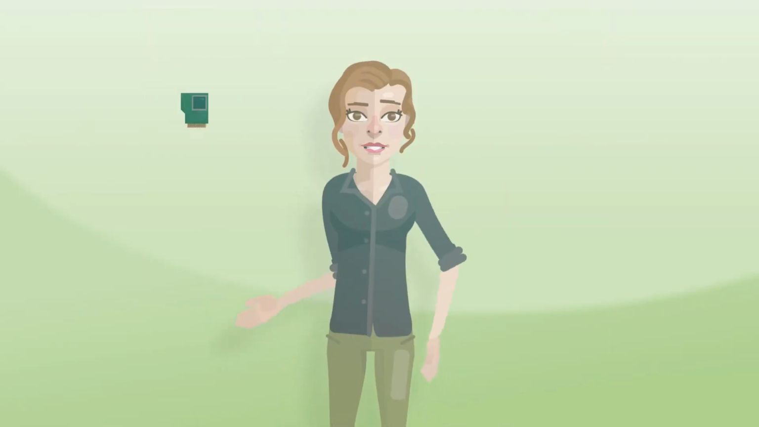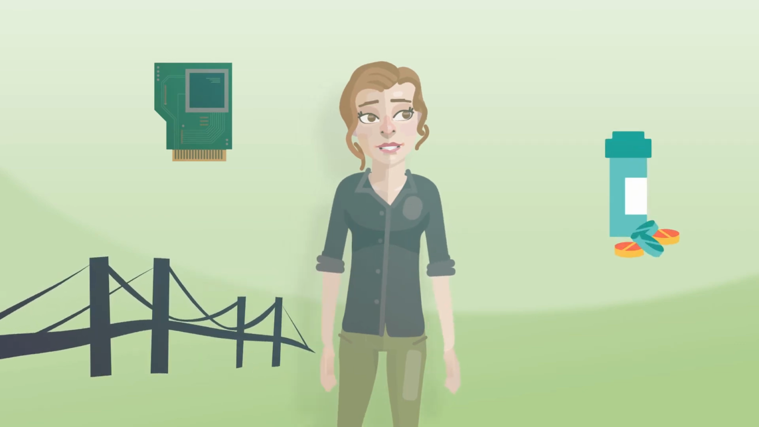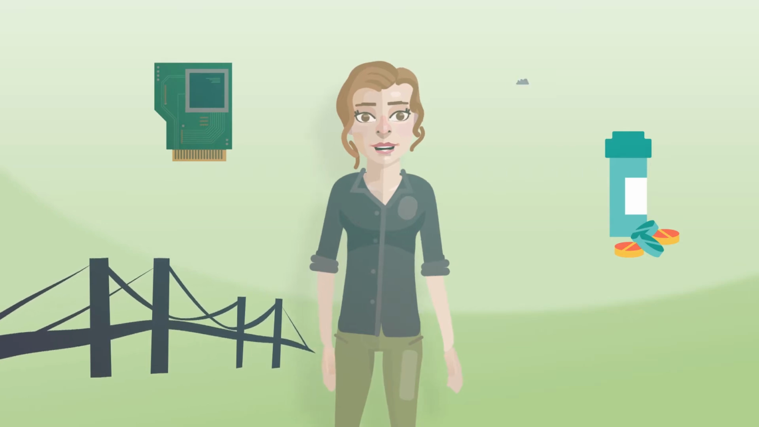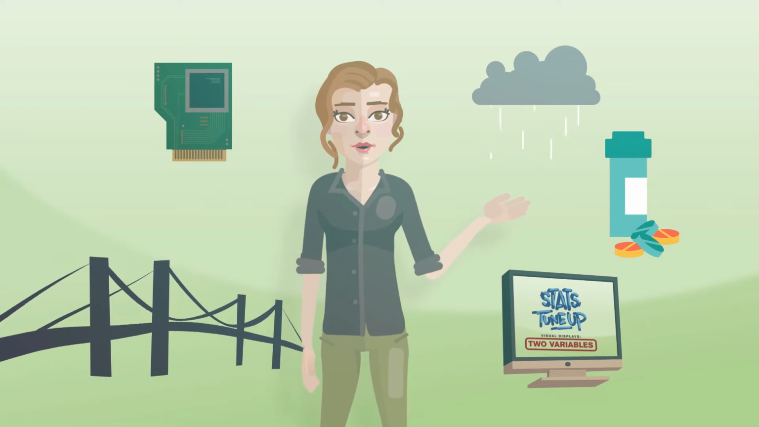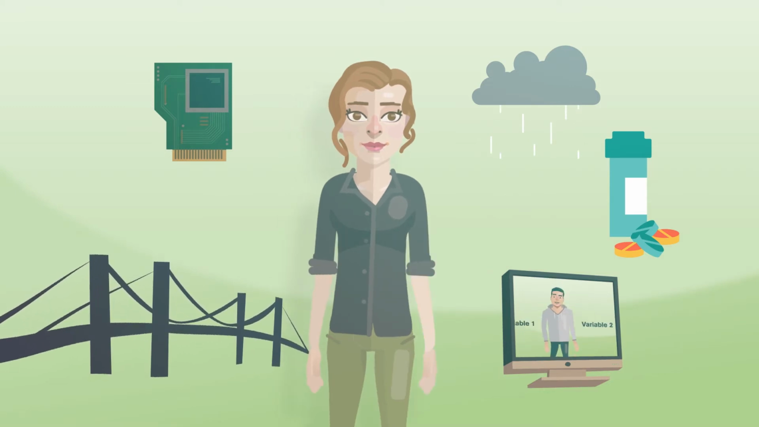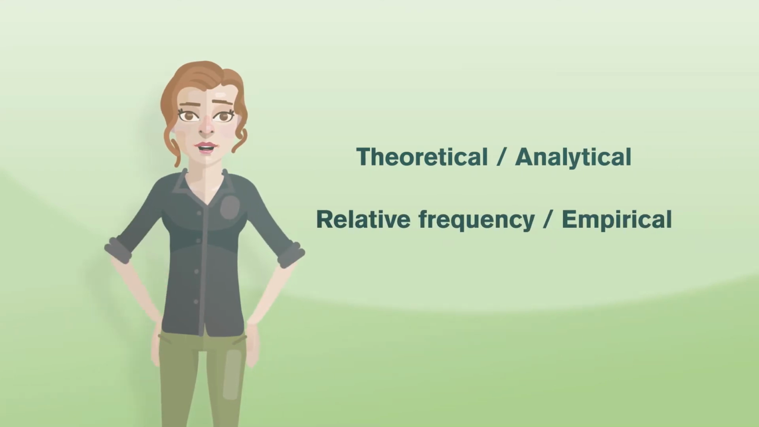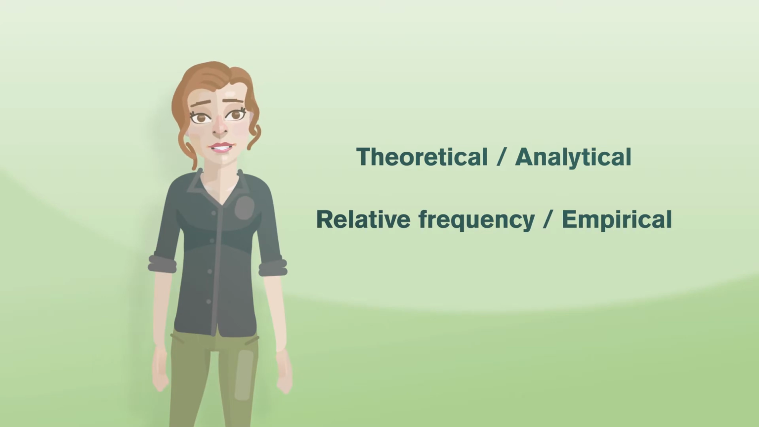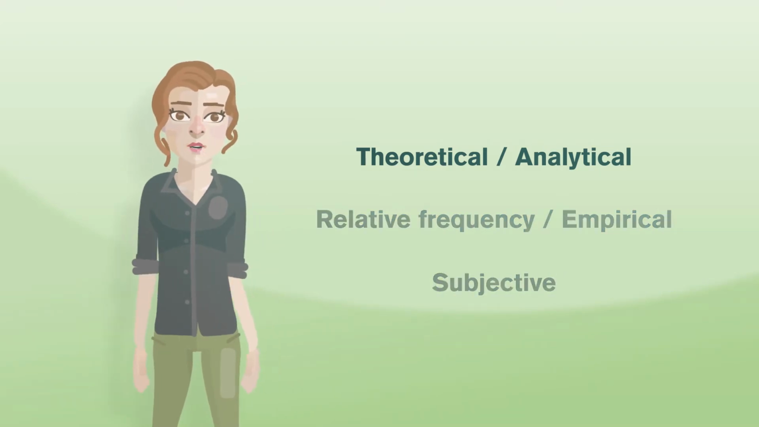What's the probability of an electric circuit failing, or a bridge collapsing, or of a medication working, or even the chances of it raining tomorrow, or of liking a new movie? We can consider basic probability as being one of the following types: theoretical or analytical probability, relative frequency or empirical probability, or subjective probability.